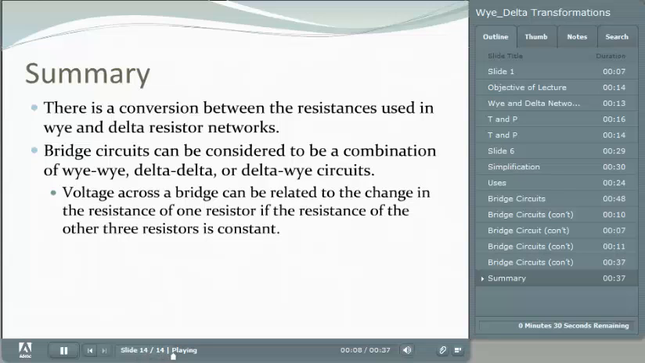In summary, though we haven't gone through the math, there is a conversion between the resistances used in a Y and Delta resistor network. We have also seen that bridge circuits can be considered to be a combination of YY, Delta Delta, or Delta Y circuits. Using the equations associated with voltage division, the voltage across a bridge can be shown to be related to the change in the resistance of one resistor if the resistances of all three other resistors is held constant. This is the basis of sensor circuits using bridge circuits.